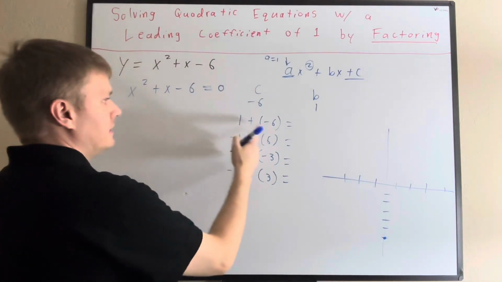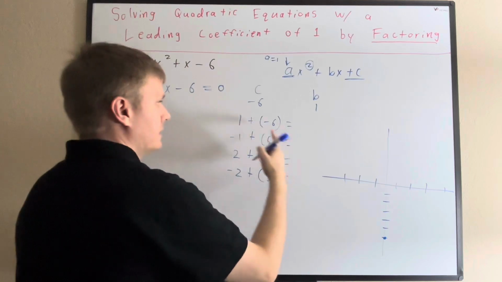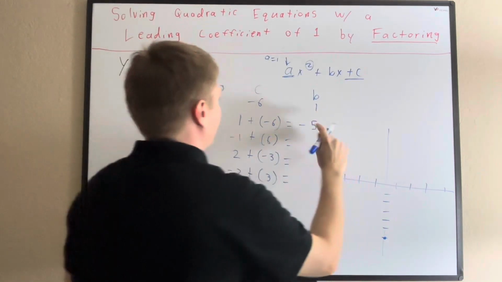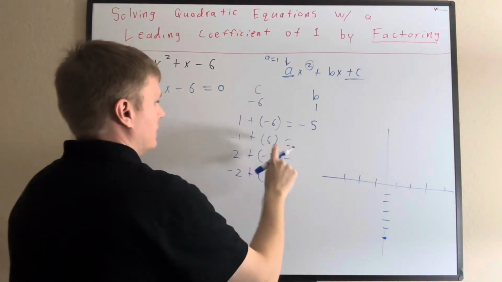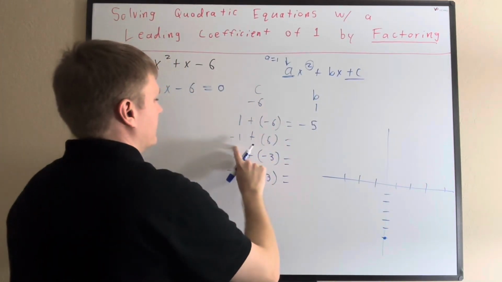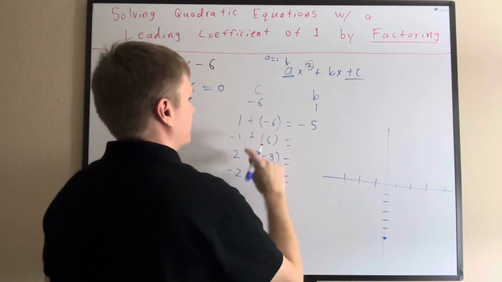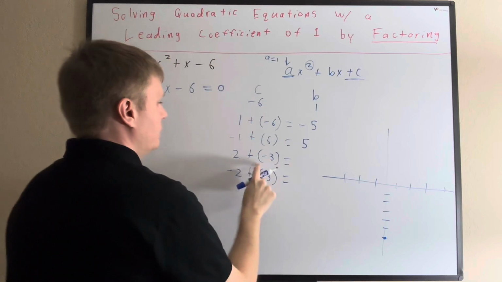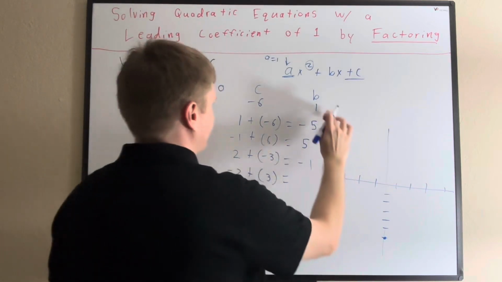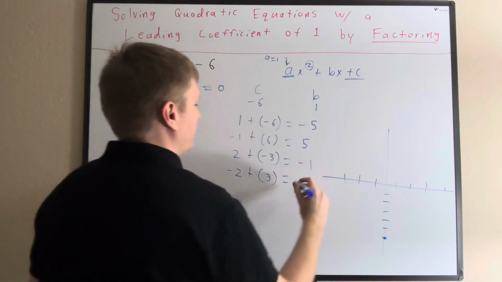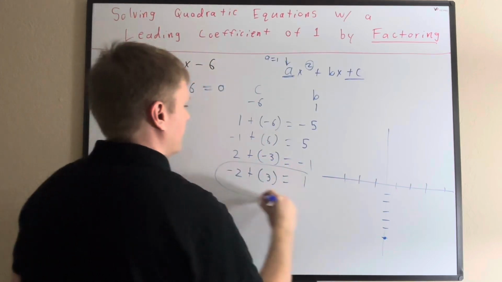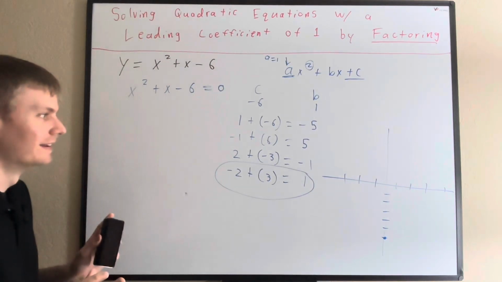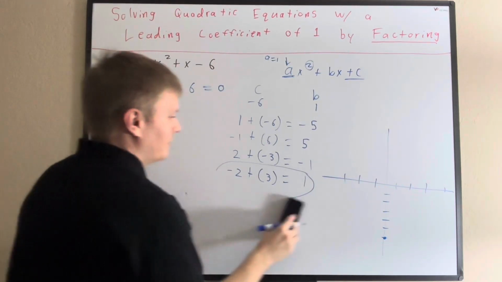Okay, so let's just add these together. 1 minus 6, right? Because it's 1 plus negative 6, or 1 minus 6. So it's negative 5. That's not b, which is 1. Negative 1 plus 6. That's positive 5. Still not our b that we want. 2 minus 3 is negative 1. Oh, so close. Negative 2 plus 3. There we go. That's what we wanted. Okay. That's not our answer. Why did I circle that?